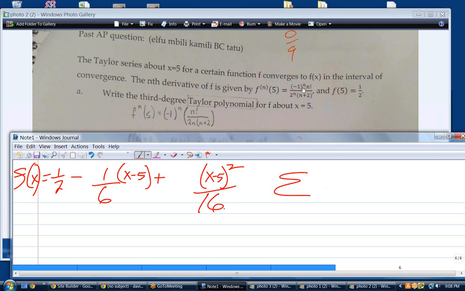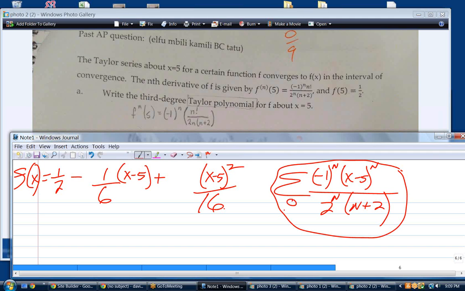What is this series? It's got to look something like that. In fact, we know it's an alternating series. We know that there is an x minus 5 to the n, and we know the denominator. Now, the question is, does this give you this? When we put 0 in there, we get 1/2. When we put 1 in there, we get this. So this indeed is the series that we just created. So now we can apply the ratio test.